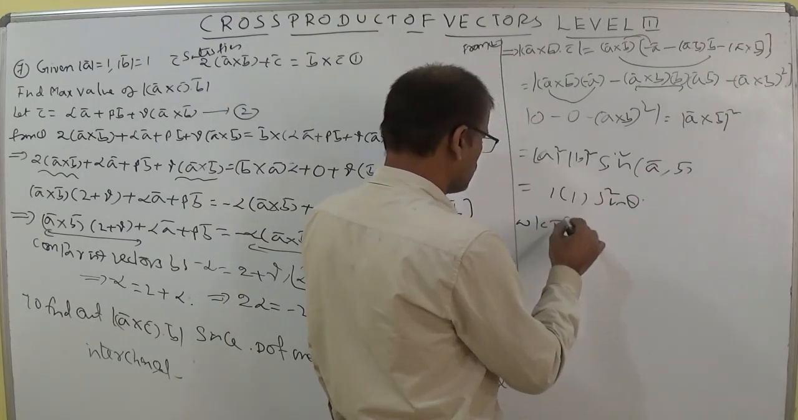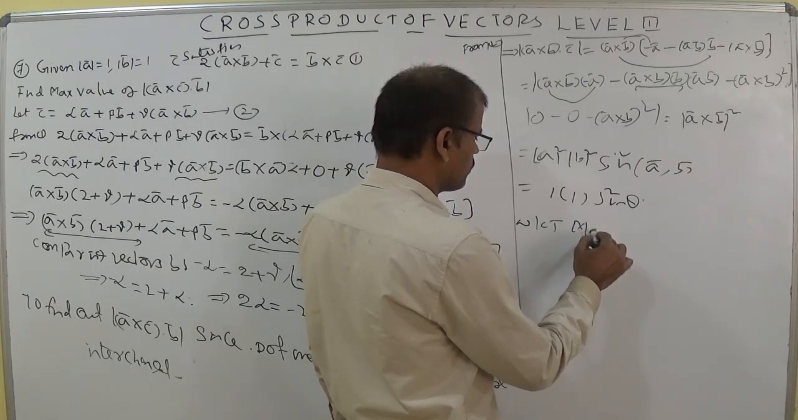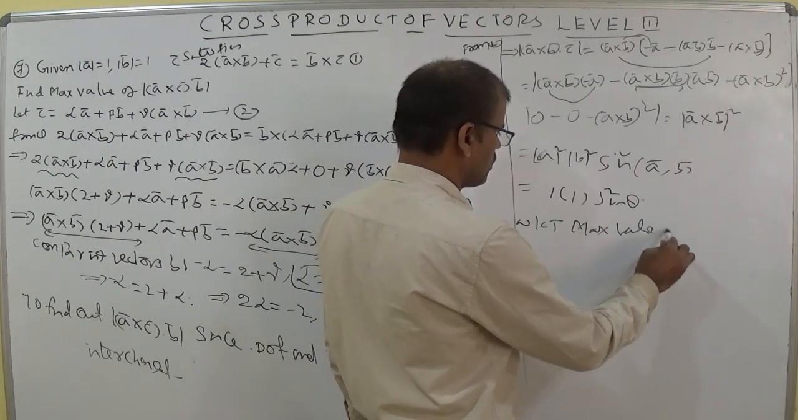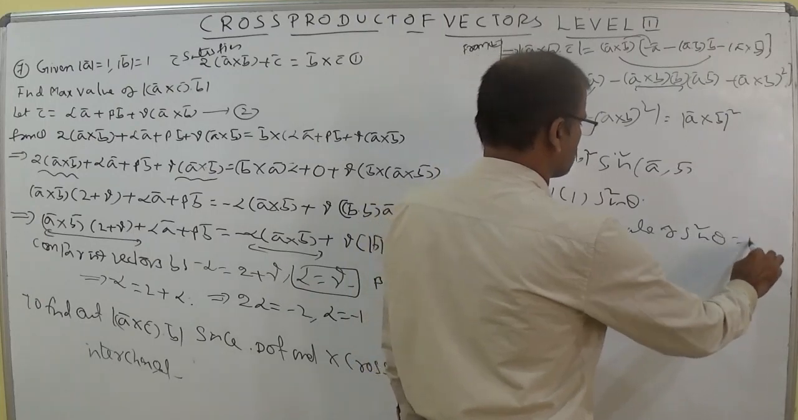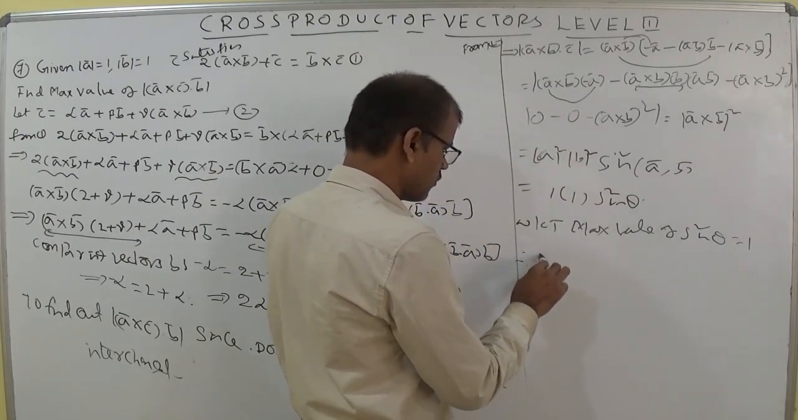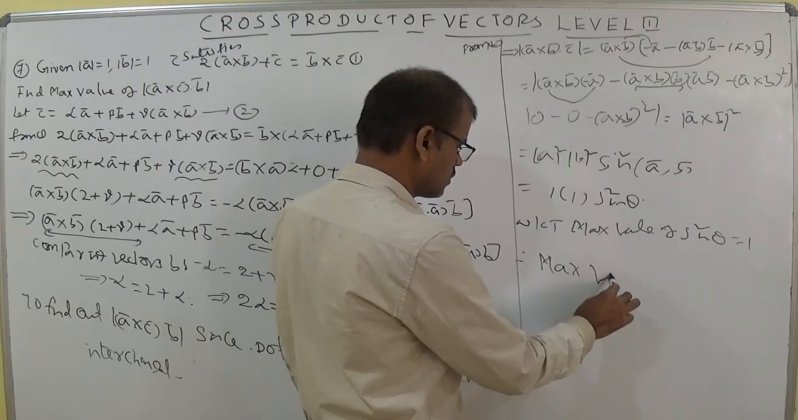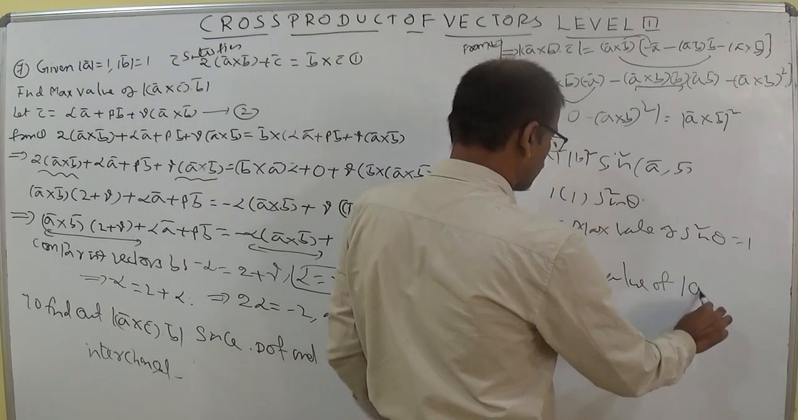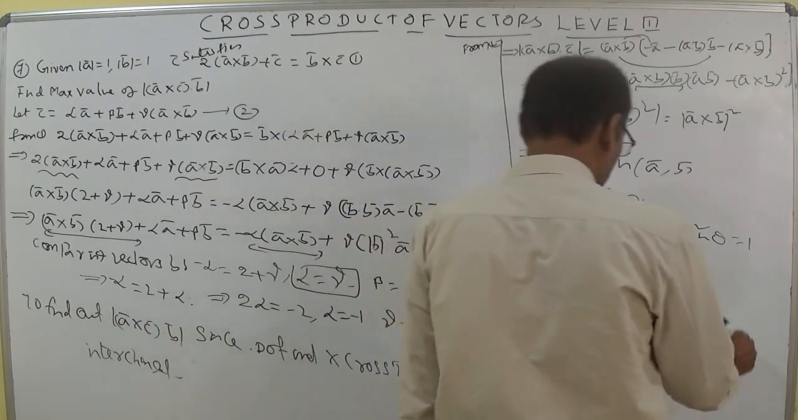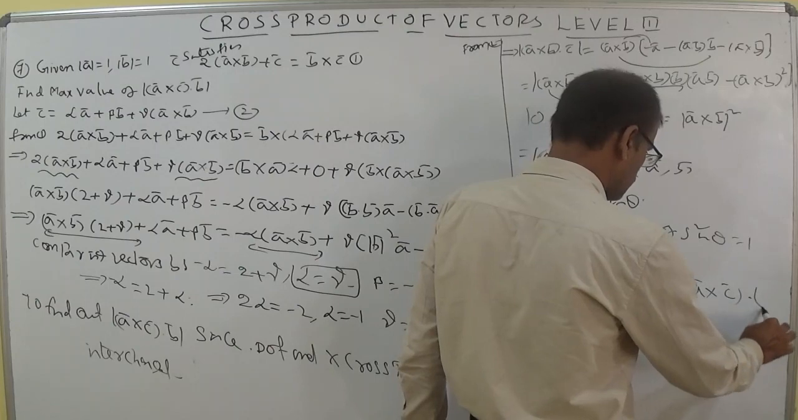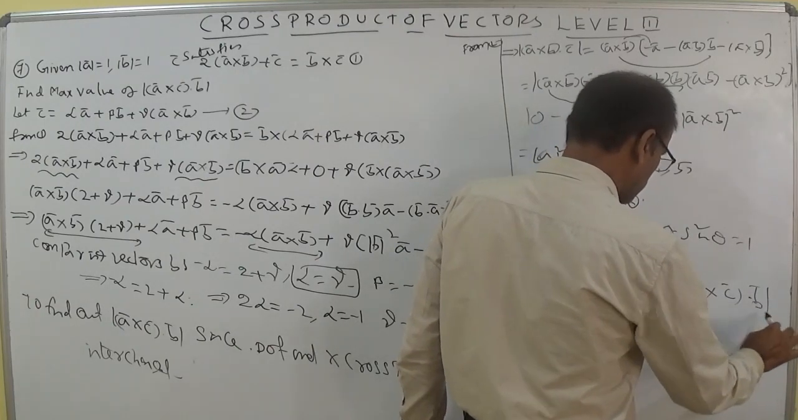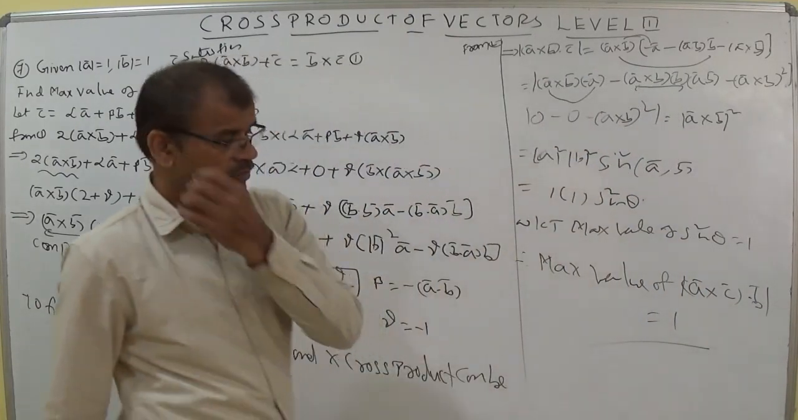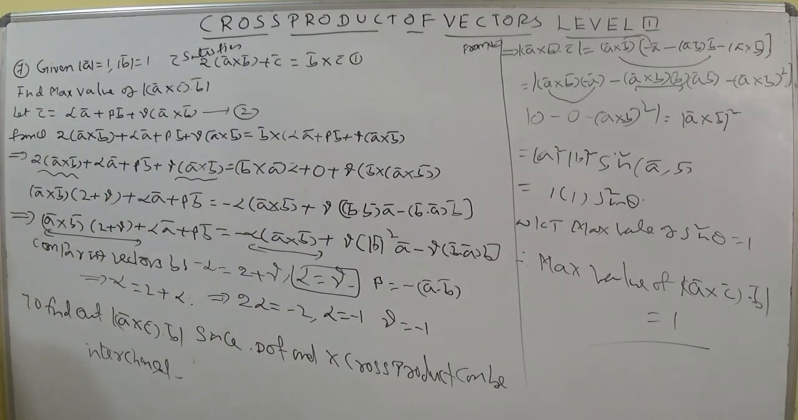We know that the maximum value of sine square theta is equal to 1. Therefore, whatever the question asked, the maximum value of modulus of A cross C dot B is equal to minus 1, plus 1 maximum value. Whenever it is minimum value, it is minus 1. According to modulus, the maximum value is plus 1. 1 is the correct answer.